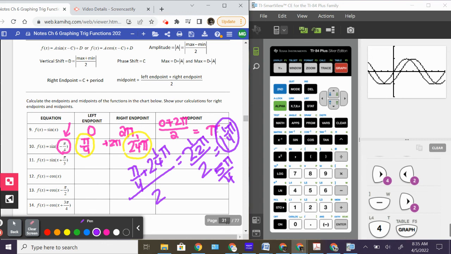So that's pretty much all I have for you today. I want you to go ahead and try 11 through 14. Okay, take your time. Some of them are easier than others, but you should be able to do just fine.